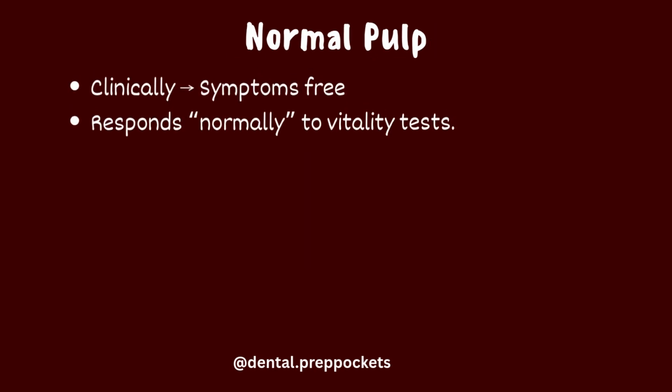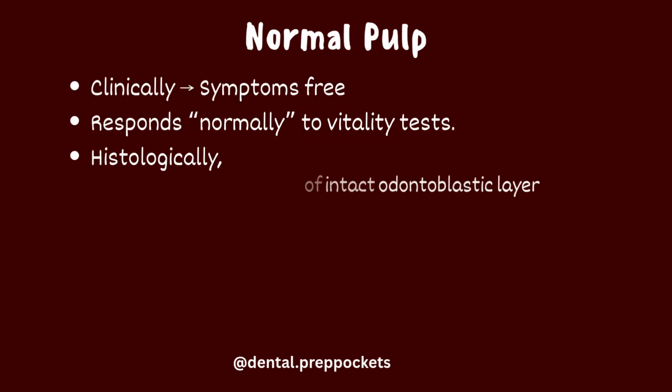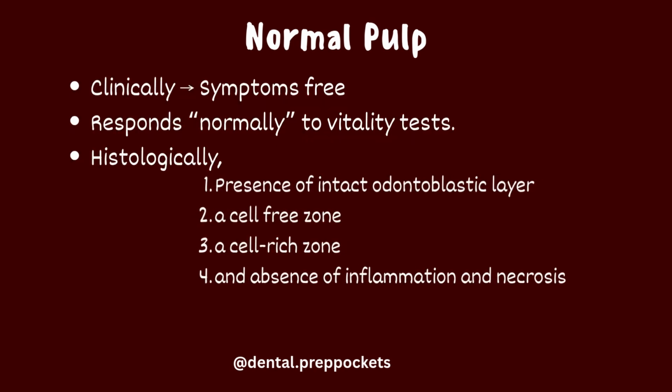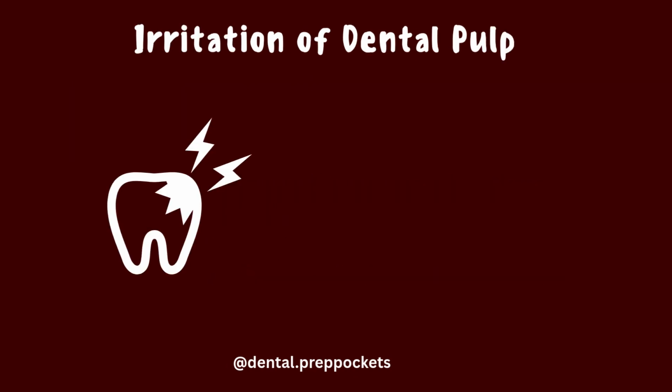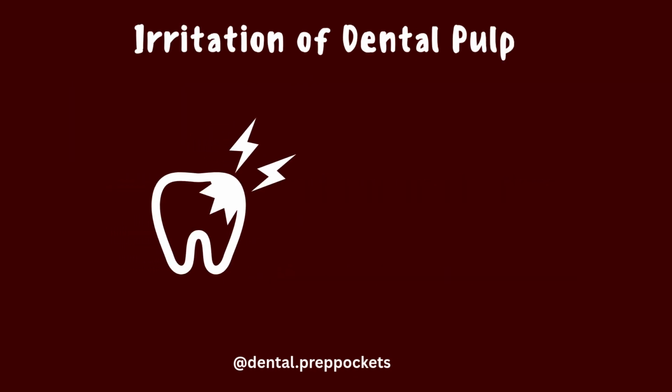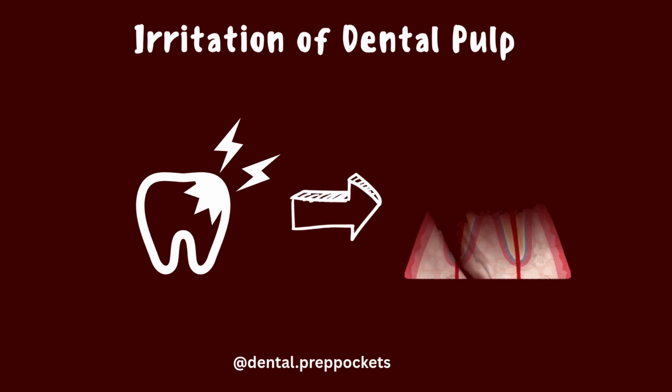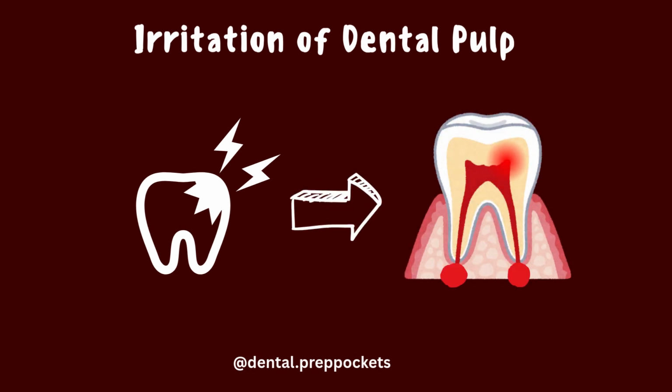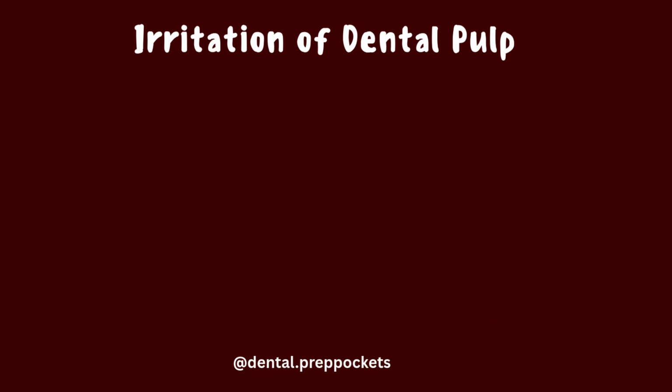A normal, disease-free dental pulp responds normally to pulp vitality tests. Histologically, it contains an intact layer of odontoblastic cells, a cell-rich zone, and a cell-free zone, with no evidence of inflammation or necrosis. When bacteria from carious lesions reach the pulp chamber, an inflammatory process starts in the pulp, corresponding to the location where the irritation reaches. This results in an inflamed pulp, resulting in pulpitis or even necrosis.